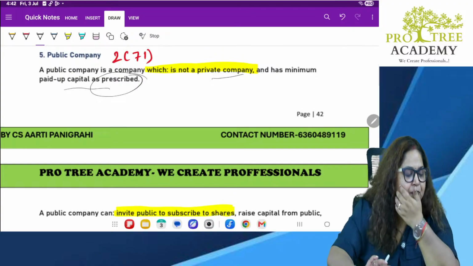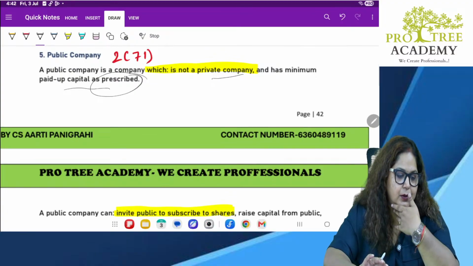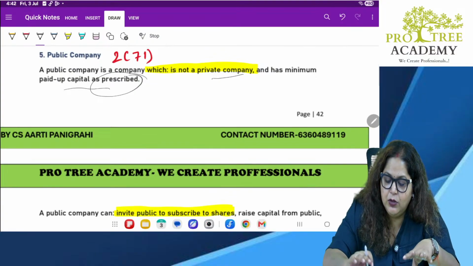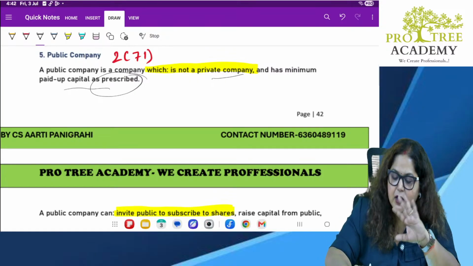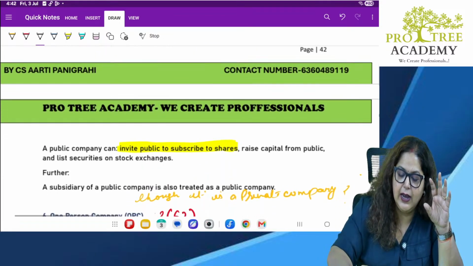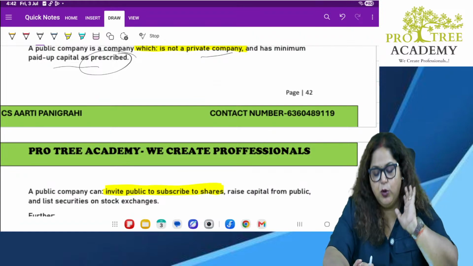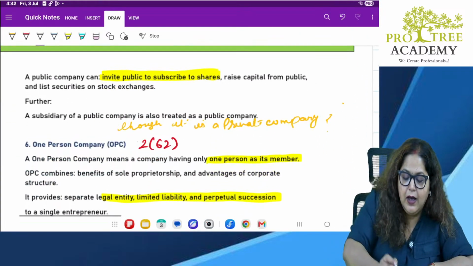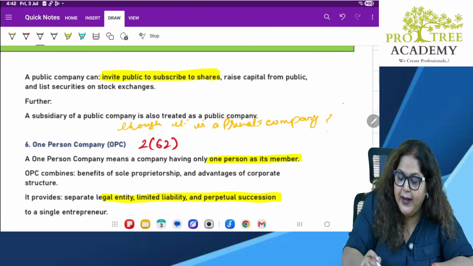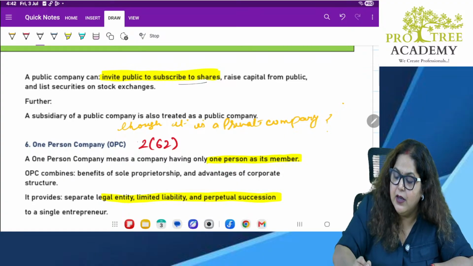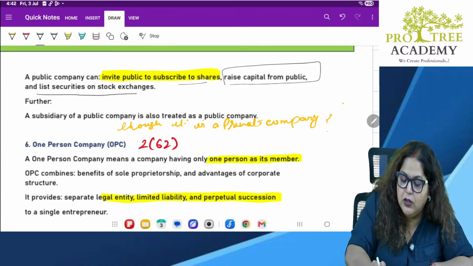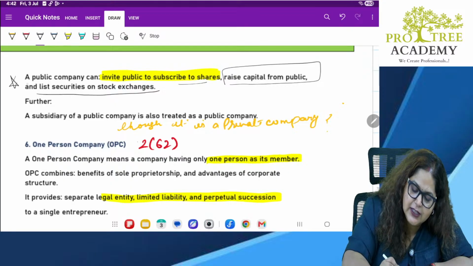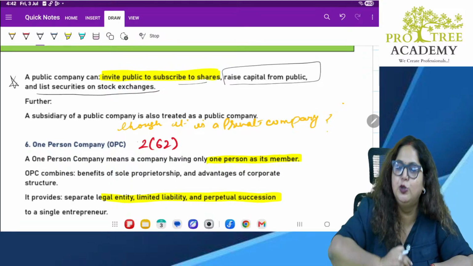Earlier the capital criteria was there, the minimum criteria. Now there is no such criteria, it is as prescribed by your MOA and AOA. So a public company can invite the public to subscribe to shares, raise capital from the public, and list securities on the stock exchanges. This particular work we used to do.